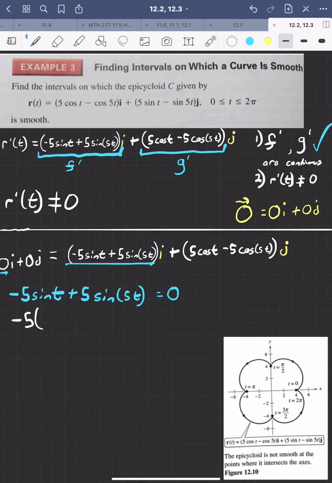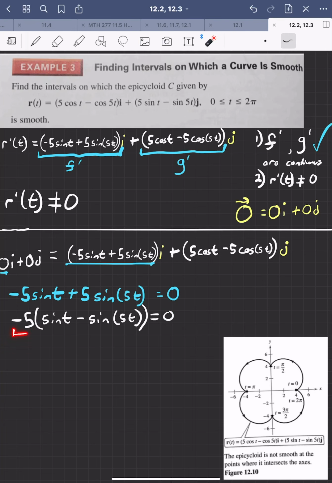So let me make sure I'm not doing anything silly. If I factor out a -5, I would just be left with sine of t minus sine of 5t. That makes things slightly less cluttered. Let me complete that last parenthesis. So now this is slightly less cluttered.